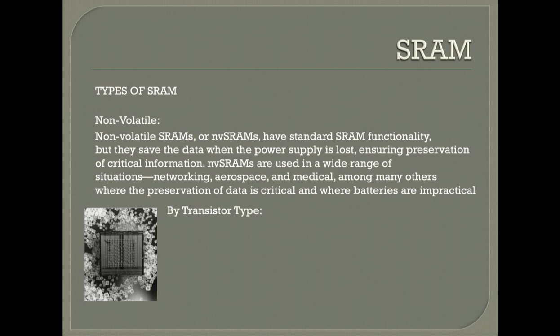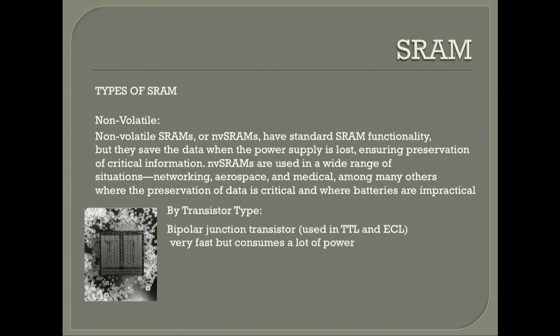So we have the transistor type. We have the bipolar junction transistor. It's used in the TTL and ECL. It's very fast, but it consumes a lot of power. Then we have the MOSFET, which is used in standard CMOS. If anyone has ever seen a computer, you have CMOS, which has low power and is very common in devices today. You'll see it a lot, especially on motherboards, where you'll have the CMOS and CMOS battery. If you take that out, then it flashes.